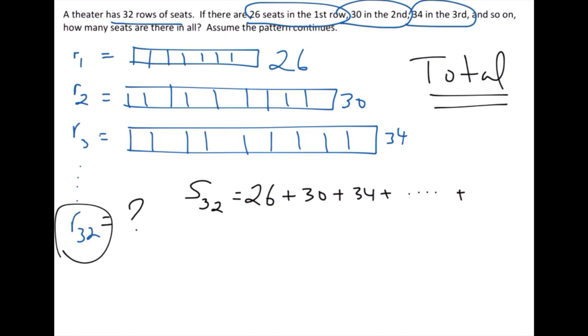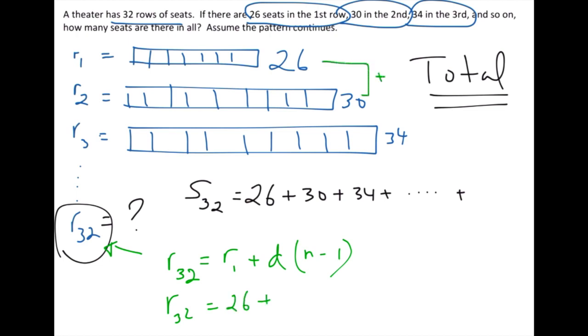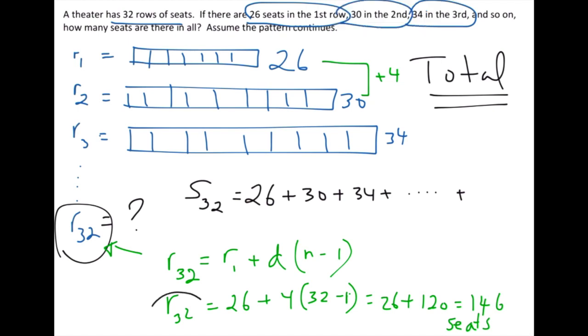So let's find R of 32. What is R of 32? How many seats are in row 32? So R32 is the seats in R1 plus D times N minus 1. So you have R1, 26 in the first row, plus, now each time you are adding 4, so that's your common difference, plus 4 times N, 32 rows, minus 1. So that will be 26 plus 120, so we have 146 seats on the 32nd row.